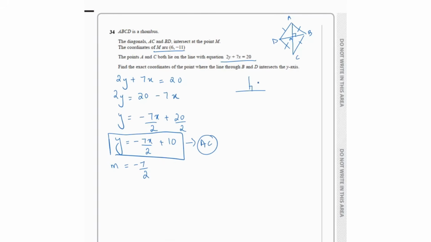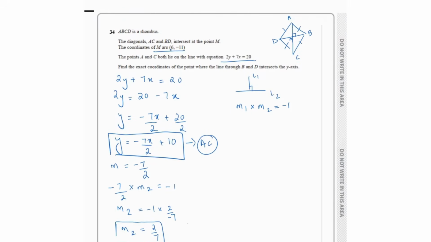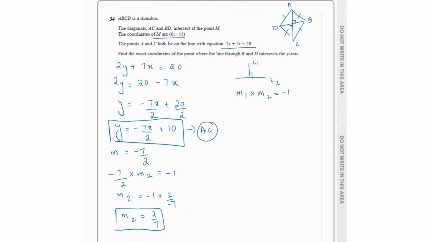Whenever two lines are perpendicular, the product of the gradients always equals to -1, which means negative 7 over 2 times m2 equals to -1. So the gradient for the line DB is going to be -1 times 2 divided by -7, which is positive 2 over 7. So now we have the gradient of the line DB. We have point M which lies on DB. We can create an equation for DB now.